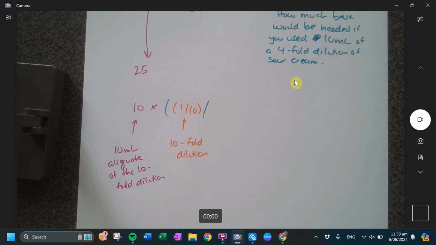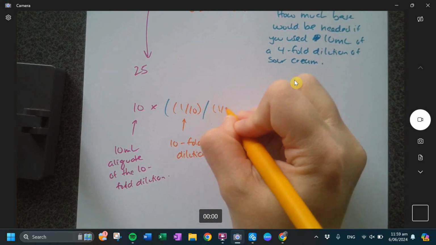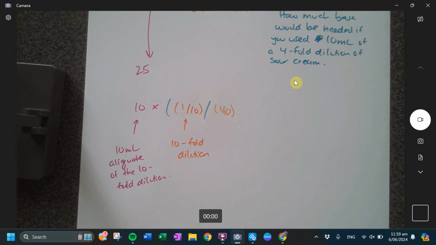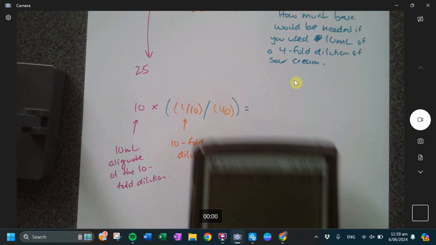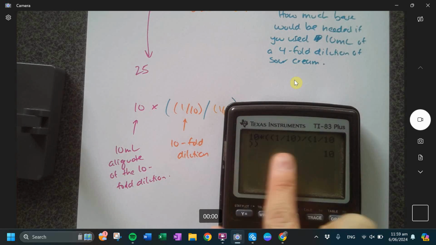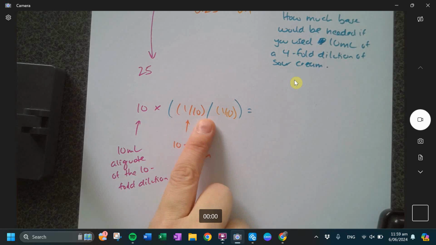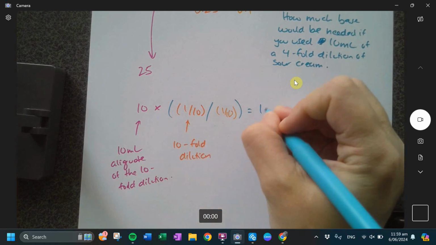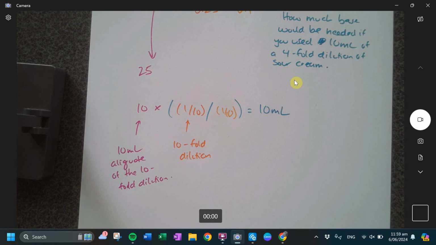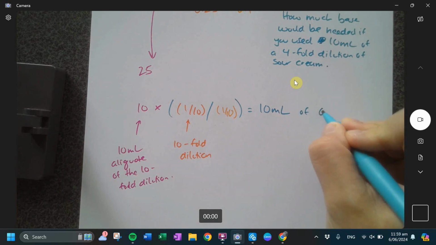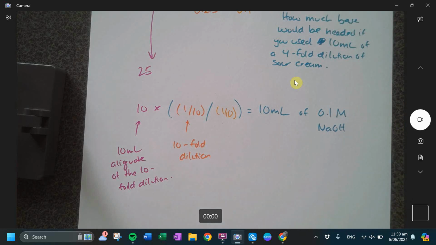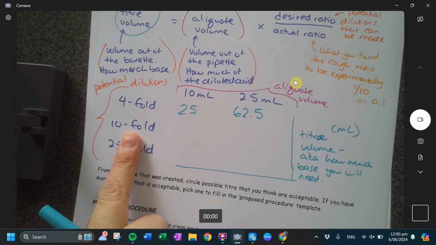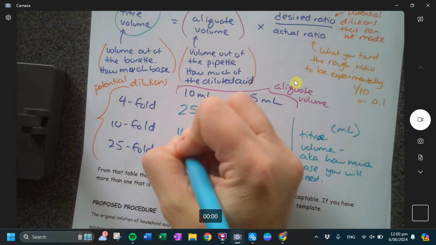Right, and then we divide it by 1/10, because that is our actual. And then we plug it all in the calculator and see what happens. So 10 times 1/10 divided by 1/10, it's going to be 10 mils. So if I was going to put this into my table, a 10-fold dilution and taking 10 mils of it, I would require 10 mils of my base.